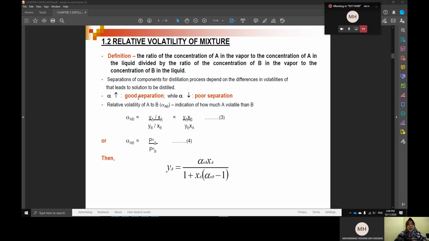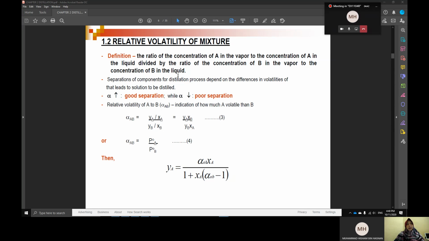What does it mean by good? What does it mean by poor? So we have to analyze the value first. It is mentioned here, and you can read the definition later. So it represents the ratio. It's just a ratio; a ratio means a value only, no units. So the ratio of the concentration of A in vapor to the concentration of A in the liquid phase.